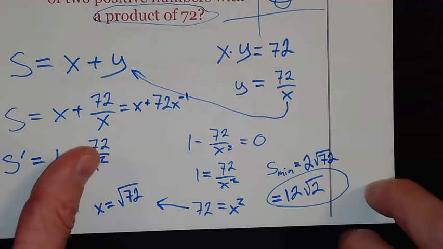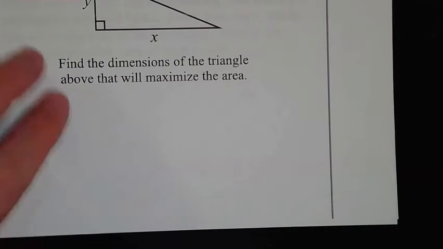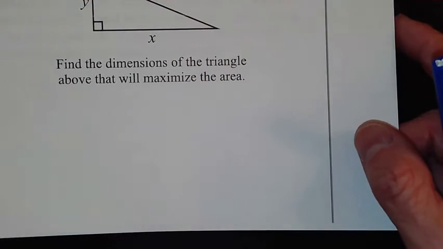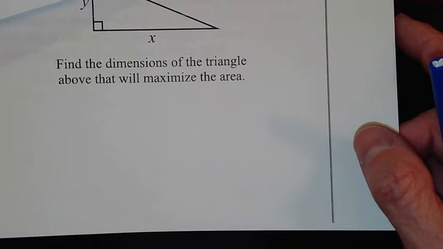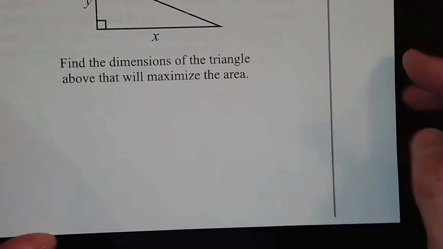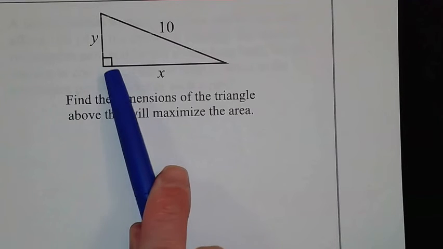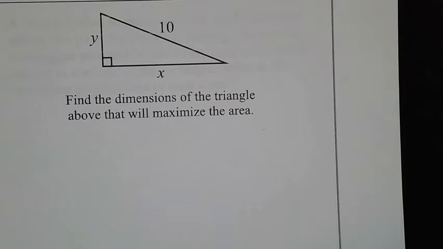Okay, let's try another one. Probably won't do all of these. We minimized that one. Let's maybe do this triangle one here. I want to find the dimensions of the triangle that will maximize the area. So it looks like my hypotenuse is fixed at 10. I have a right triangle, and that's a big clue.